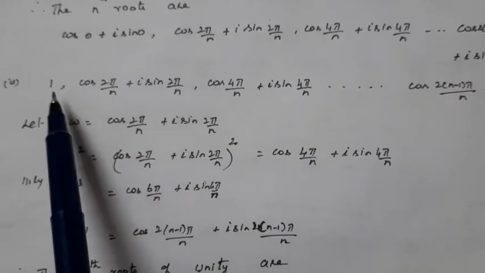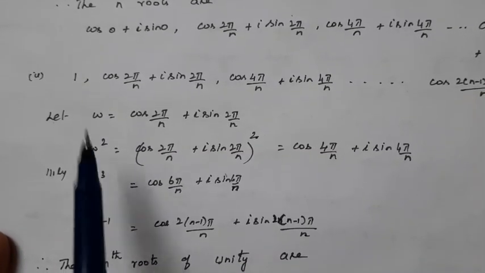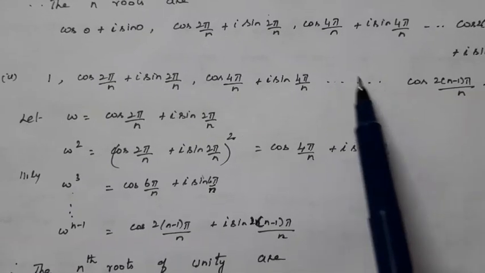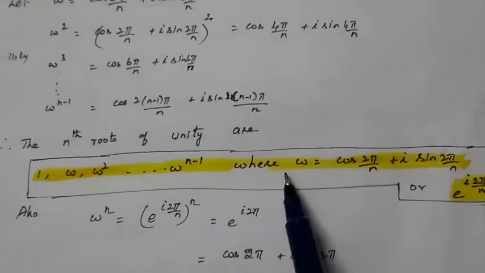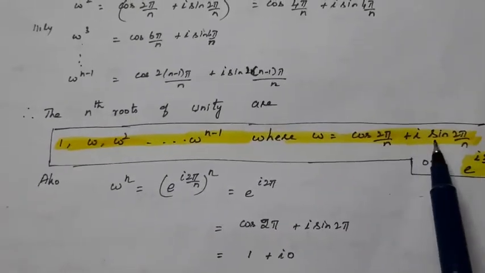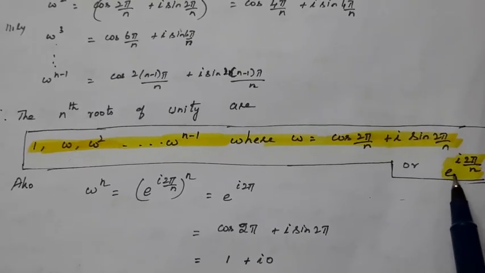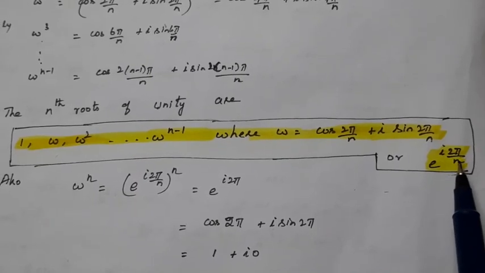So if you take the second root as omega, then the nth roots of unity are 1, omega, omega squared, omega cubed, etc., and the last one will be omega power n minus 1. What is omega? Cos 2 pi by n plus i sin 2 pi by n, or you can represent it even in Euler form, e power i into 2 pi by n. Omega is nothing but e power i into 2 pi by n.